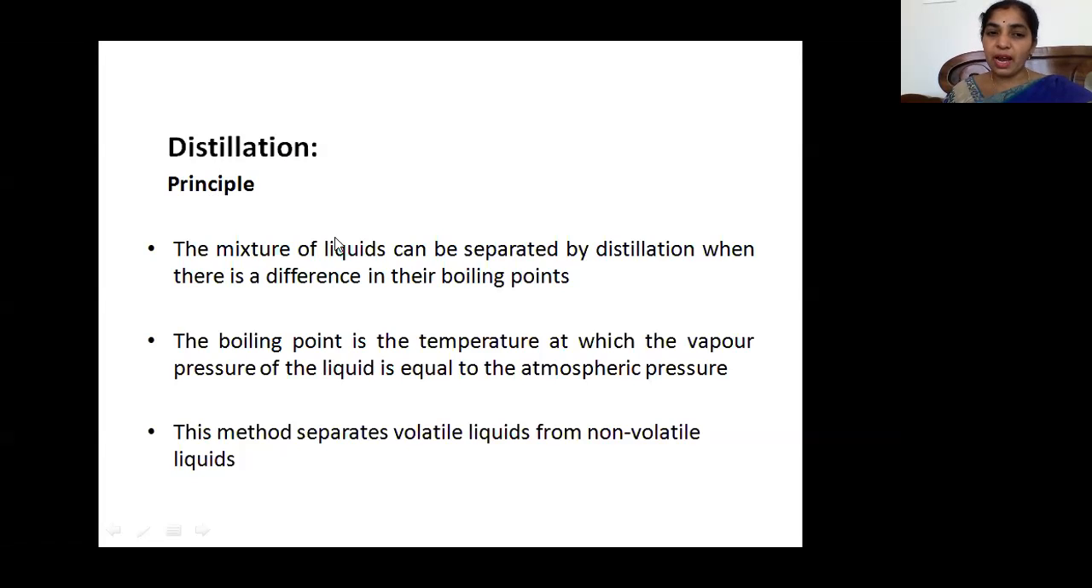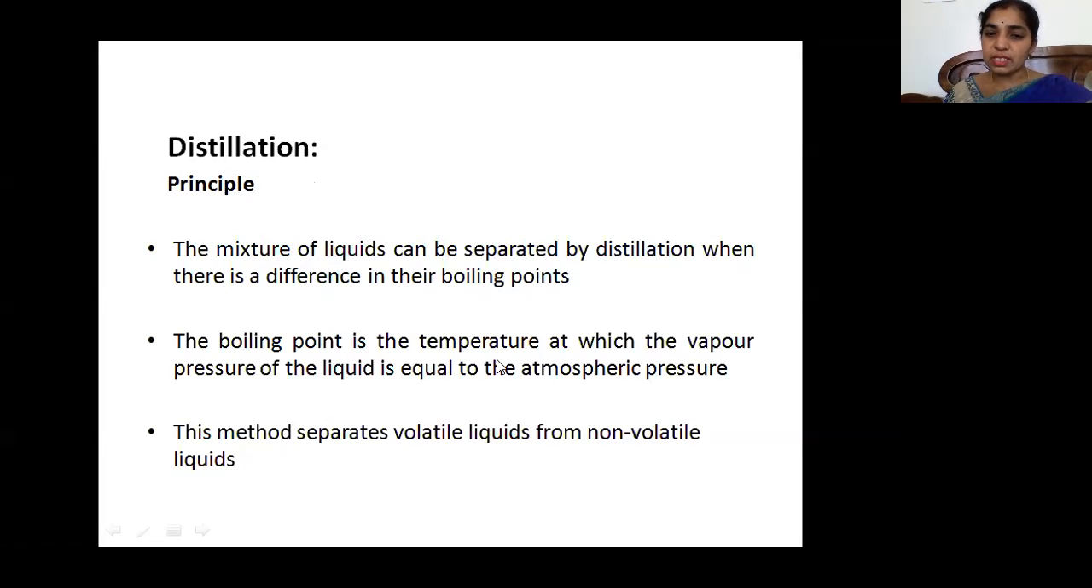The principle behind this is that a mixture of liquids can be separated by distillation when there is a difference in their boiling points. So this method is suitable for a mixture of liquids, not a mixture of solids. Those liquids should differ in their boiling points.